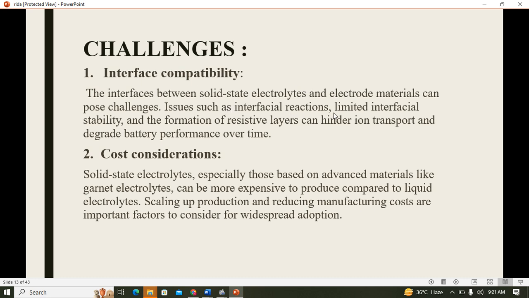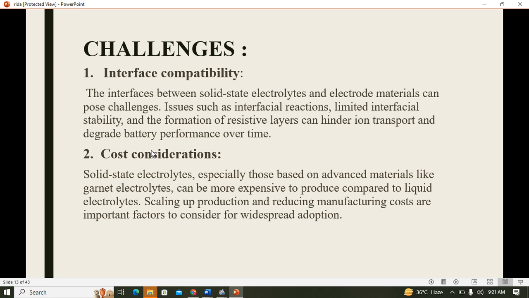What are interfacial reactions? Basically, interfacial reactions refer to chemical reactions that occur at interfaces between different components of a battery. They can be at the electrolyte to electrode interface, the electrode to electrolyte interface, as well as interfacial resistance, which is also the biggest hindrance in solid state batteries and forms resistive layers that can hinder ion transport and degrade battery performance over time.